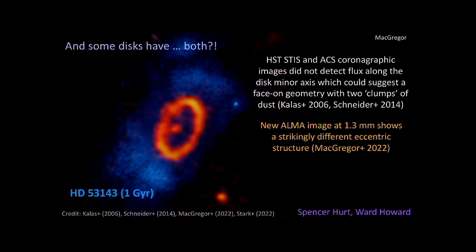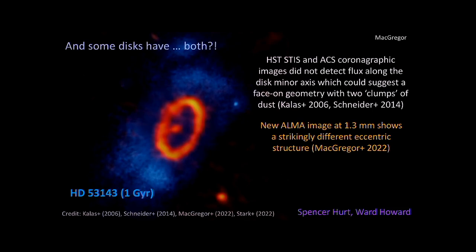Instead, this disk is highly eccentric. It's actually much more eccentric than the Fomalhaut disk. It's an eccentricity of 0.2. So this is the star. We have the same apocenter glow on one side, and you can see this huge offset between the disk center and the location of this star.